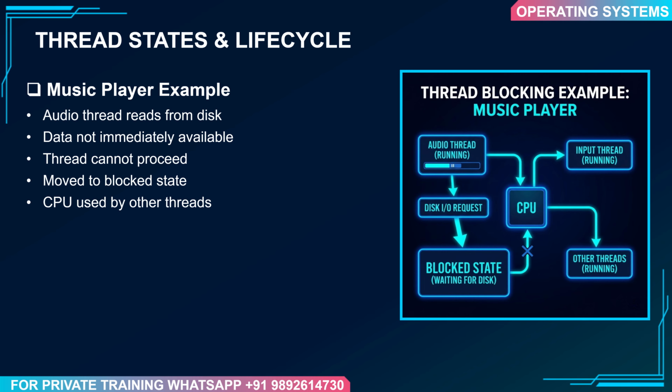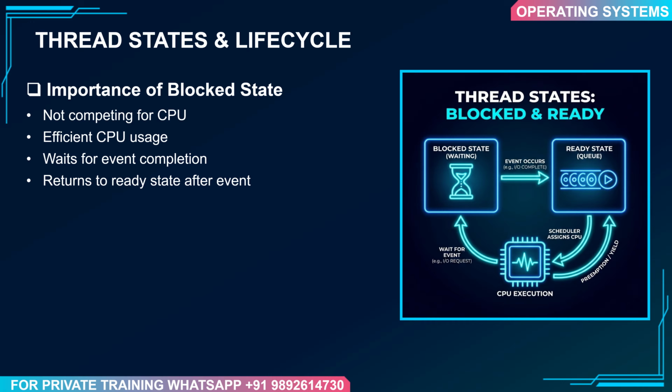Instead of wasting CPU time, the operating system moves this thread into the blocked state. While it is blocked, the CPU is free to run other threads. This is a key idea in operating systems. A blocked thread is not competing for the CPU at all.